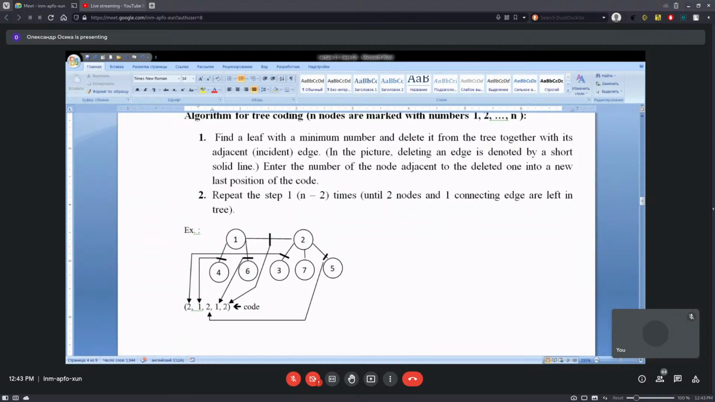We deleted n minus 2 vertices, and the code has the length n minus 2, which is 5. This is the code. We stop it.